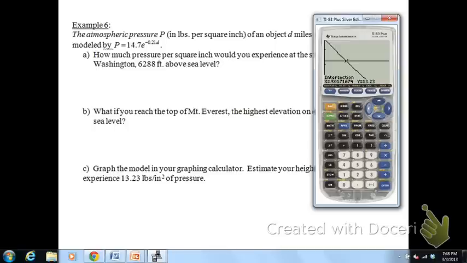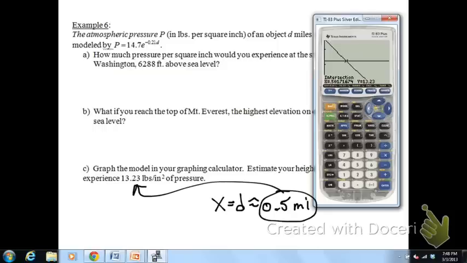So to answer the question, we just figured out the x coordinate, or the x value, which is the same as our distance, right, for this problem. The answer to the question is about 0.5. Now remember, the units for this were in miles. So that means we'd have to be about a half mile up in order to get that type of pressure. And actually, in the next section, we'll learn how to solve that same equation, but without having to use our graphing calculator. Thanks for watching.